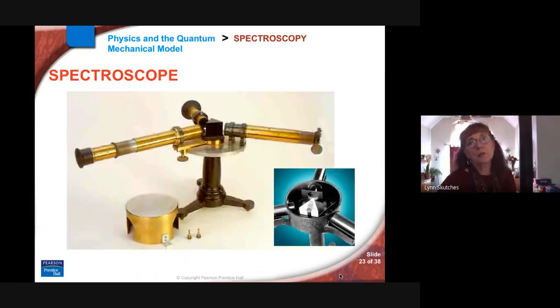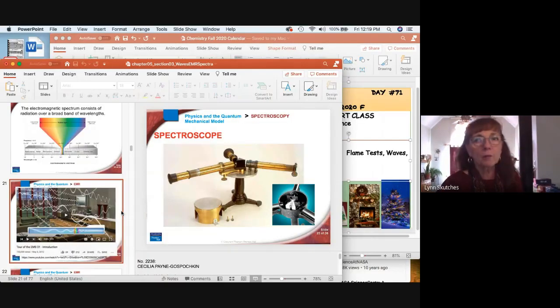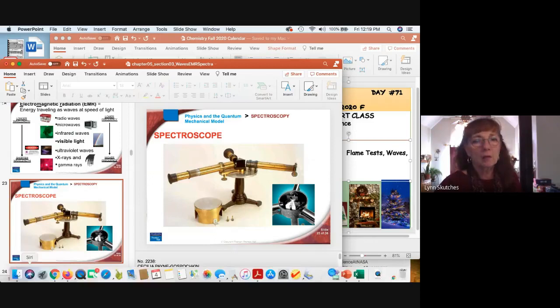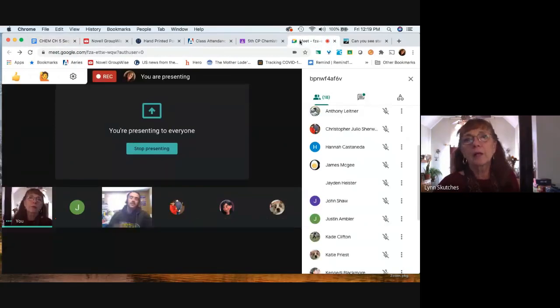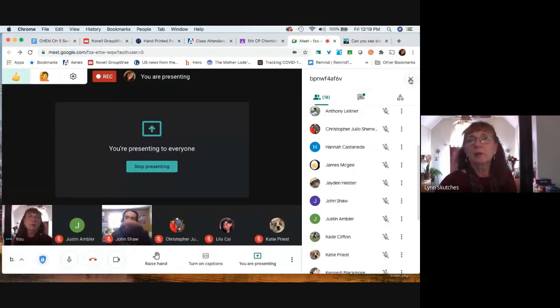And then this is a picture of a spectroscope. This is the type that we have, this old one that can be used to view spectral lines, which is why we're going over all this color stuff and light stuff, so we can talk about the spectral lines that electrons give off and how we use that to figure out the structure of the atom.